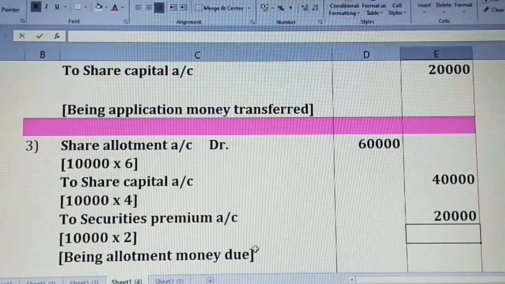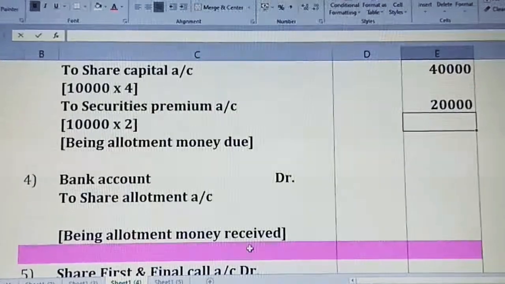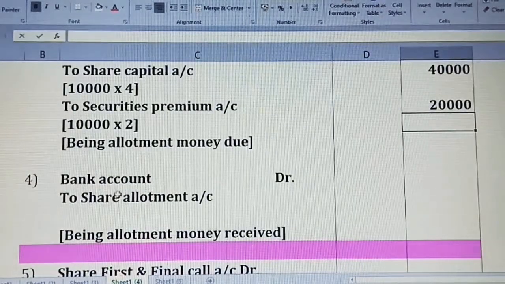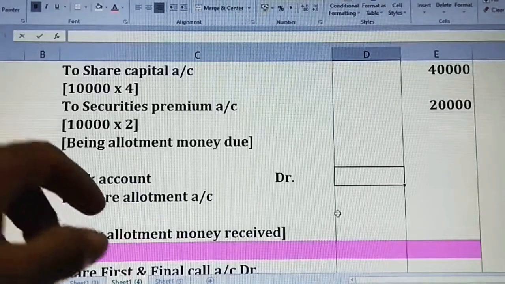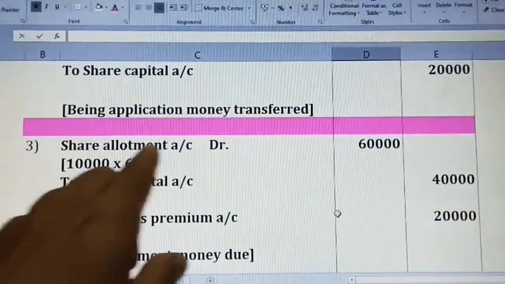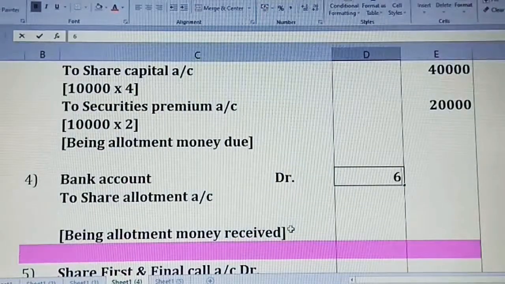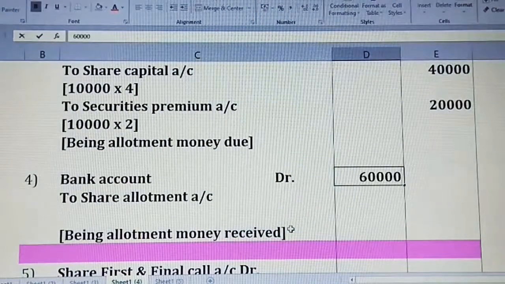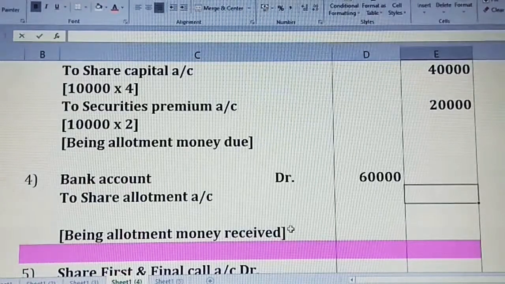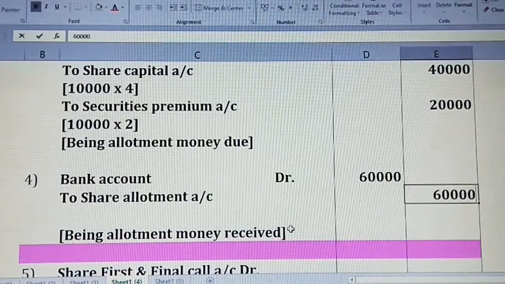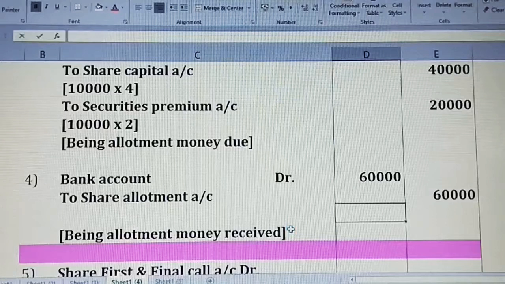Now let us move on to the receipt entry. Coming to the receipt entry, there is no change. Bank account debit to share allotment account. Observe what is actually the value under the allotment column, 60,000. That is what we are supposed to take always. This will differ in case it is a discount. So, being allotment money received.